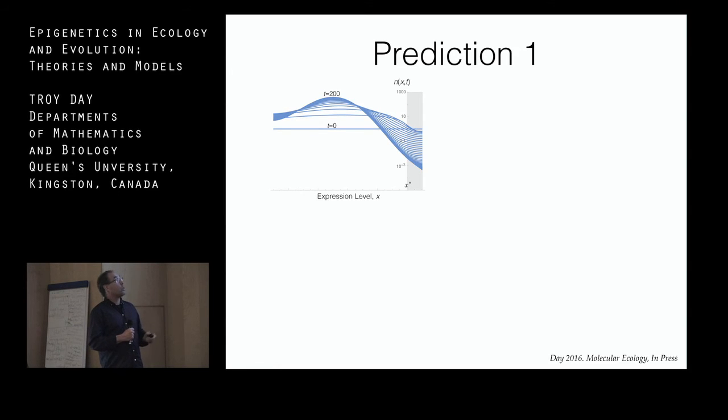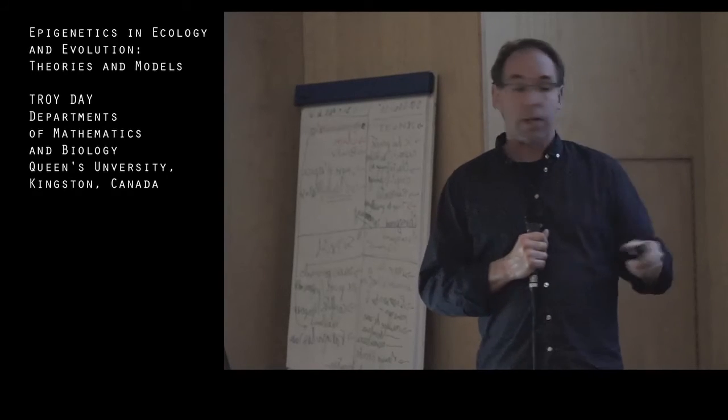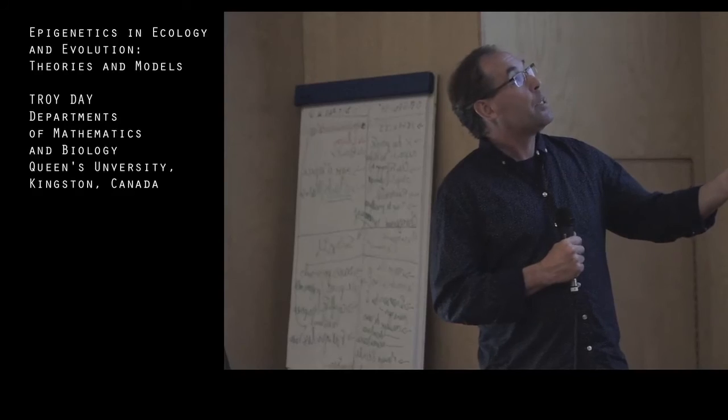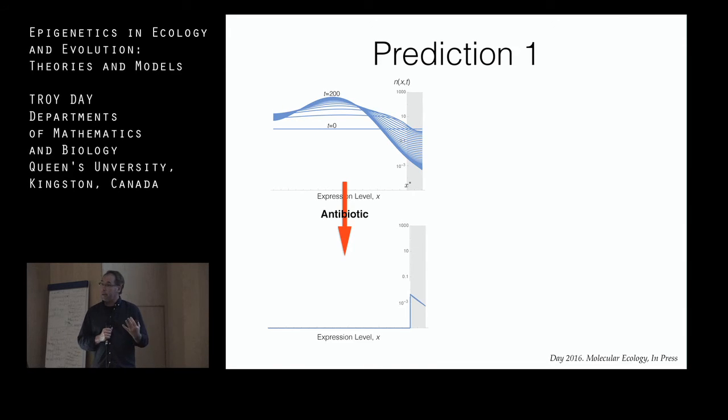So the first thing you can do is run this model and ask what happens. What does the density of cells with different expression levels do over time? And it eventually reaches some equilibrium here where t equals 200, and it's got a peak at this homeostatic set point, but there's some variation in the population. When you apply an antibiotic, then of course what happens is you kill off all the bacteria that are replicating. So you kill off everything that's below this threshold, and all you're left with is this little bit of the population that was dormant when you applied the antibiotic.